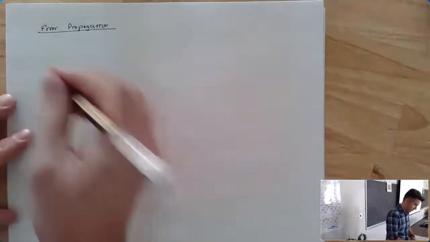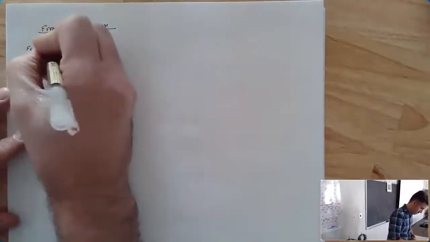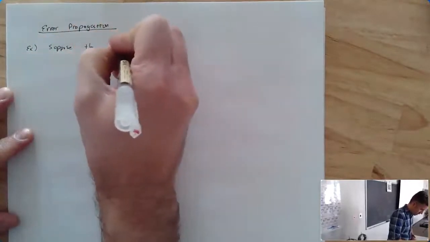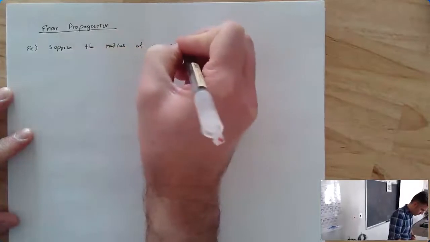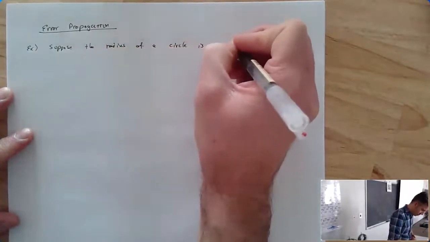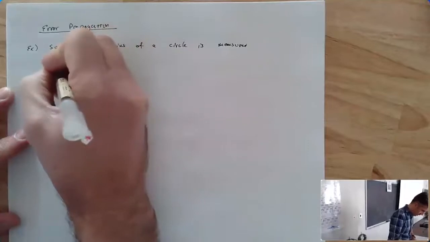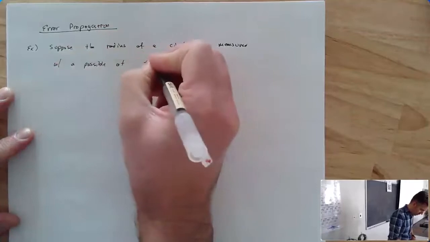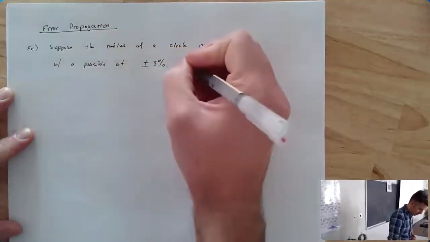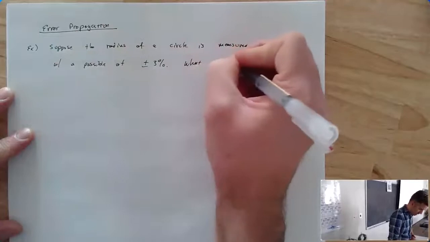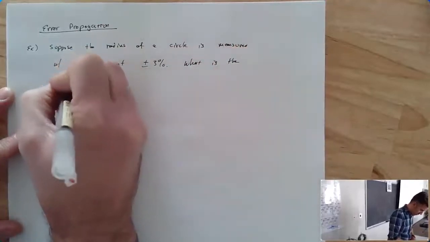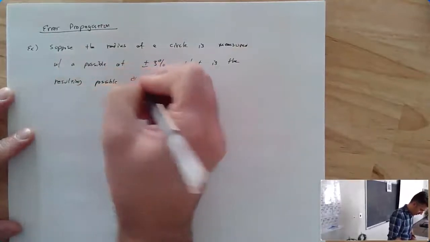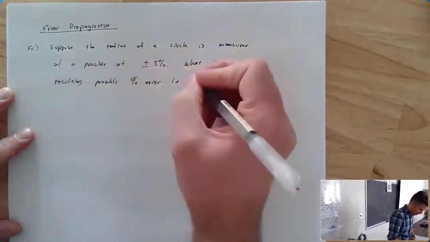So here's an example. Suppose the radius of a circle is measured with a possible error of plus or minus 3%. What is the resulting possible percentage error in the measurement of the area?